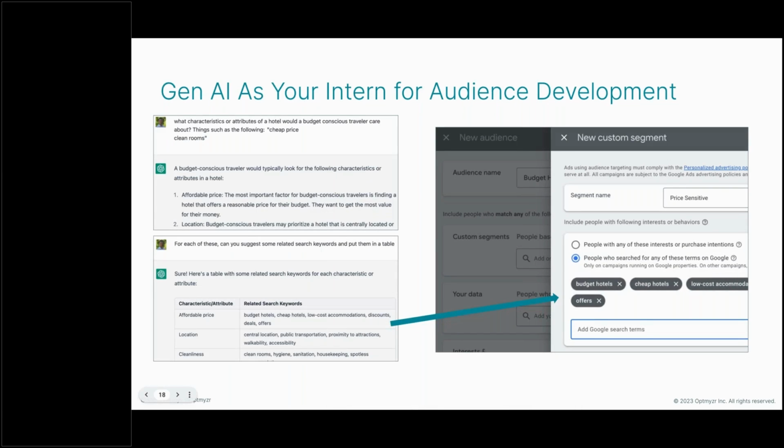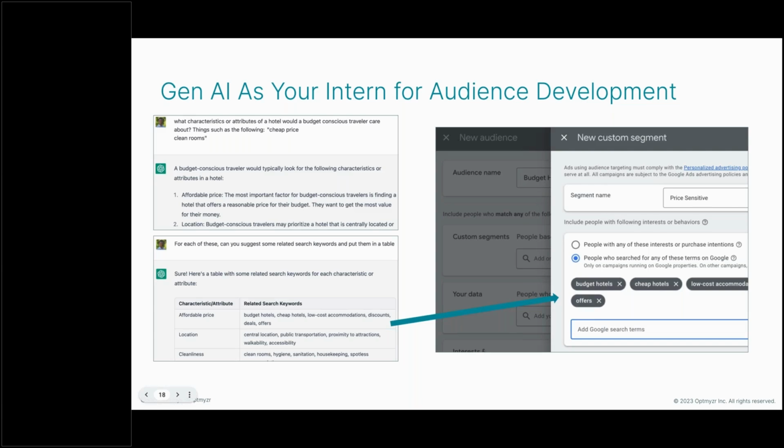And then you can use it for more sophisticated things too, going beyond just text, right? But think of it as your intern to help you with audience development. Pay-per-click and digital marketing is becoming so much more dependent these days on audience capabilities. It's not just the keywords. So here I had a conversation with it and I said, well, what sort of characteristics or attributes of a hotel would a budget-conscious traveler care about? And I gave it some examples. And it came back and gave me a couple paragraphs of text.